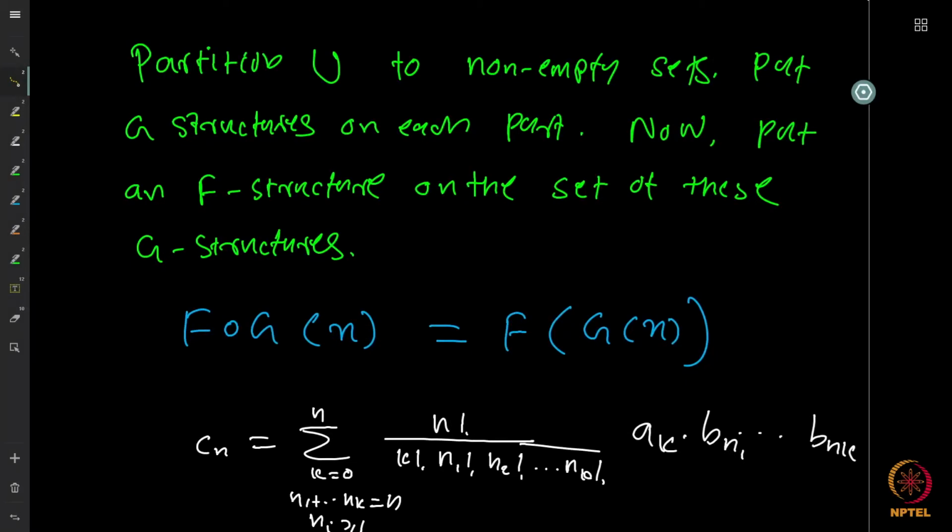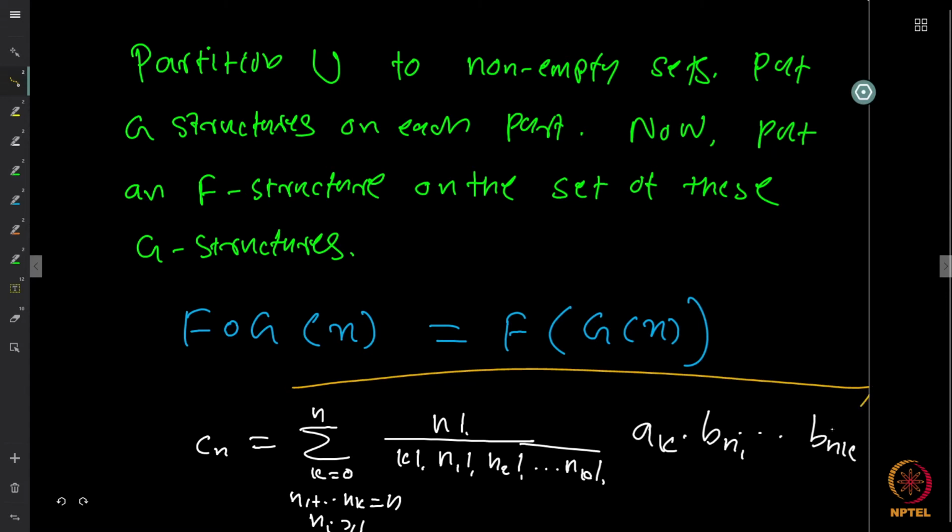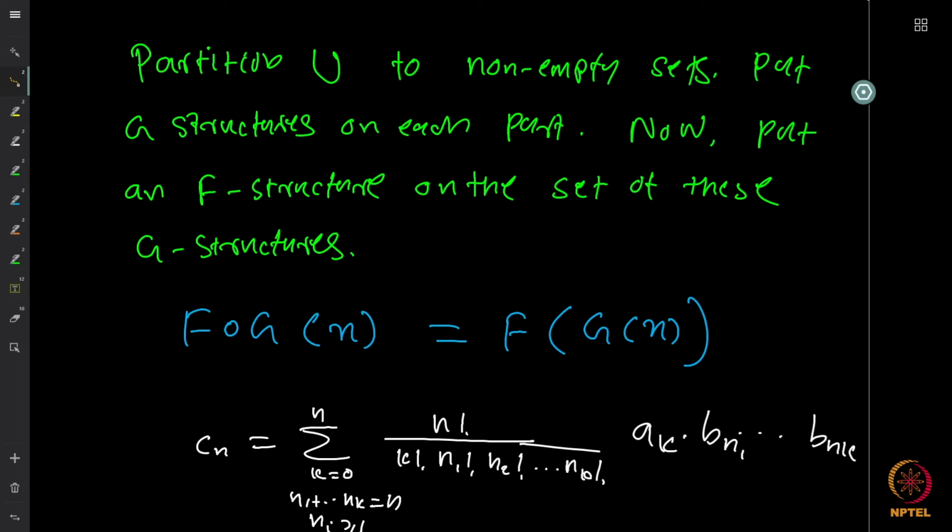Okay, so one can verify that the number of F composition G structures on an n element set U is given by the following formula, right? If you do this, you will get the summation over k equal to 0 to n of n factorial by k factorial into n1 factorial into etc. nk factorial, where the sum of the ni is equal to n, and each of the ni's is at least 1, and times a_k into b_n1 etc. b_nk, the product of b_n1 to b_nk.